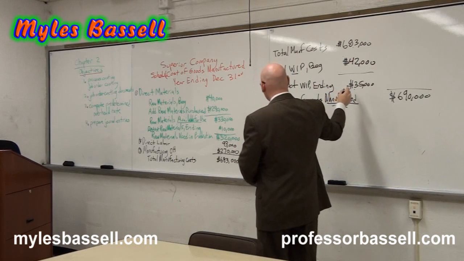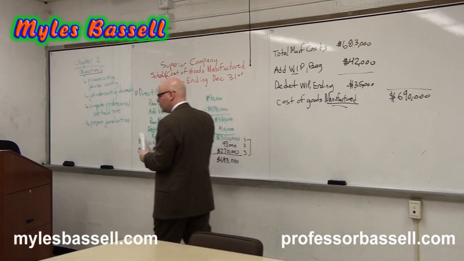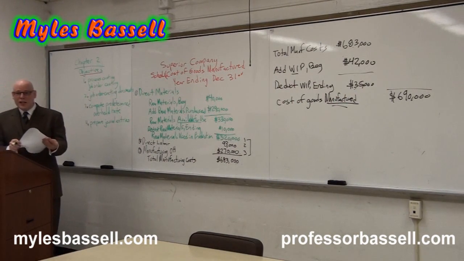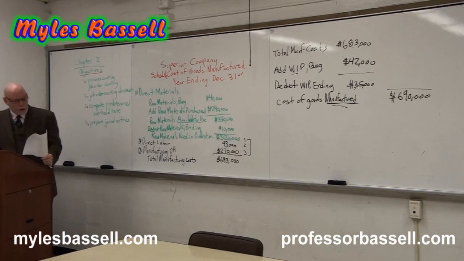$35,000 is the value of the ending WIP inventory. So some of the information is given, some of the information is not given, right? The beginning WIP is not given. All right, questions so far? We're good?